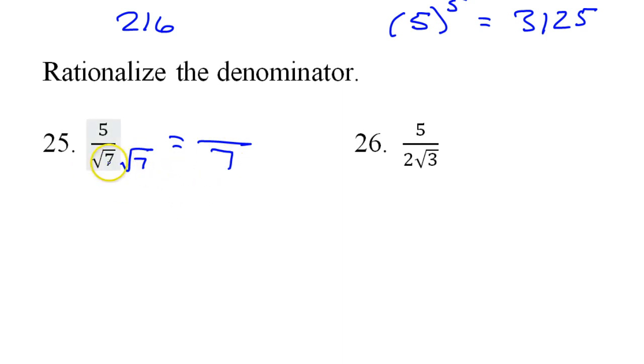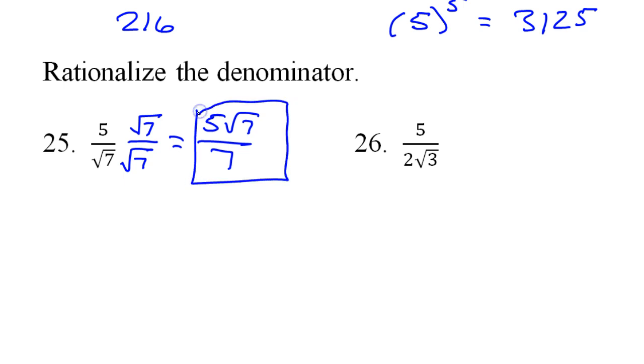Now I can't just multiply the denominator and poof. I have to balance it out by doing the same thing in the numerator. That way I'm really just multiplying by 1, because anything over itself is 1, and multiplying by 1 won't change the value of anything. So 5 times radical 7, we would just write 5 radical 7. So there we just rationalized the denominator.